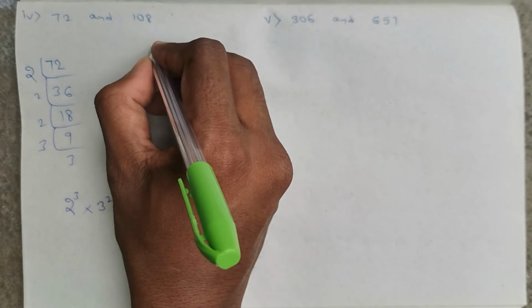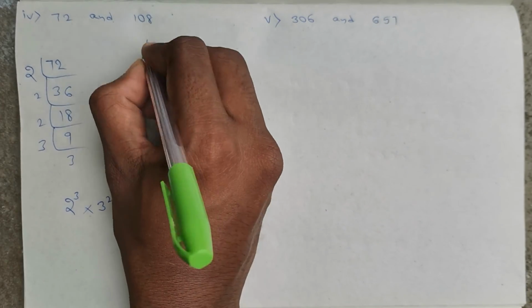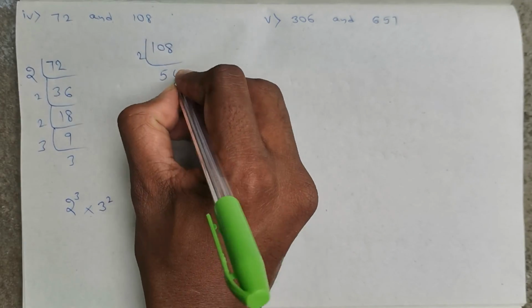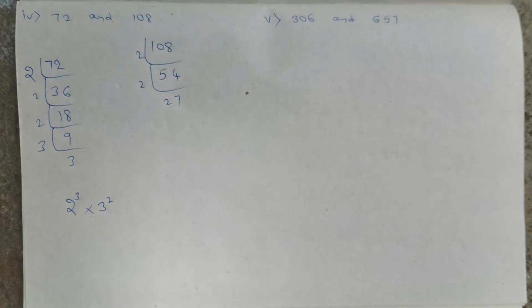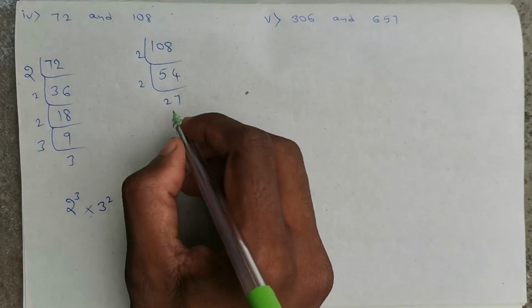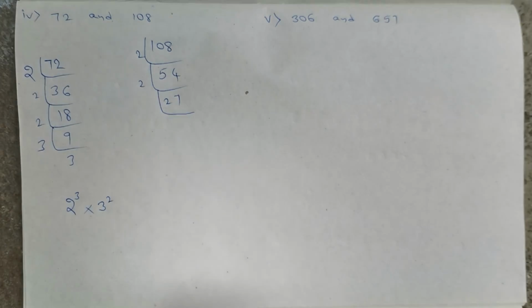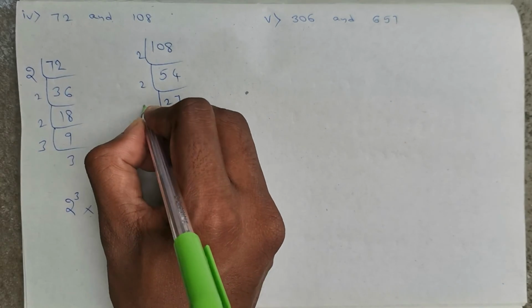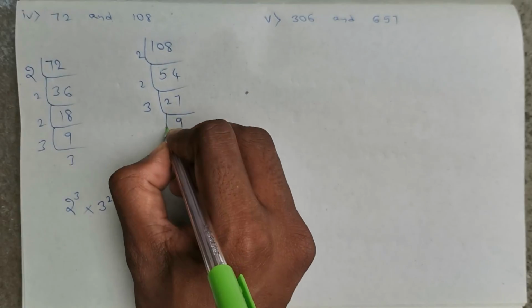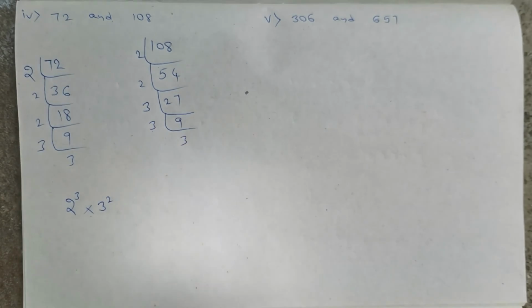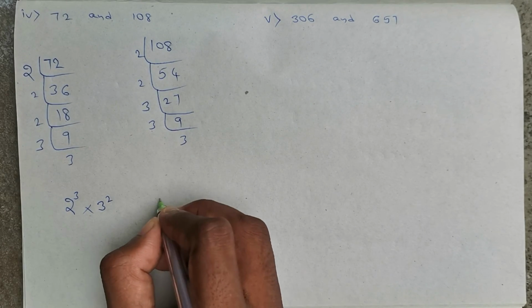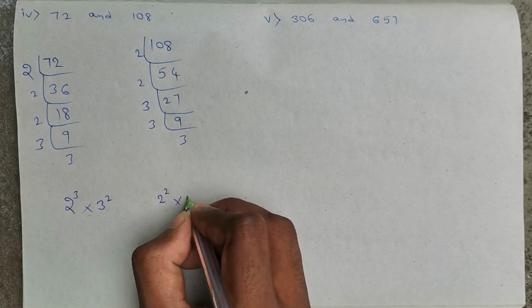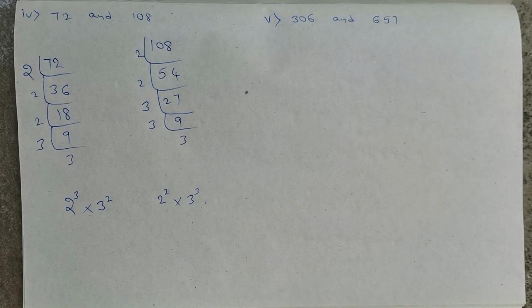Now the same way for 108. 2 54s are 108. 2 27s are 54. Now 27 won't come in 2 table, so I will move to the next prime number 3. 3 9s are 27. 3 3s are 9. So 108 is equal to 2 power 2 into 3 power 3.